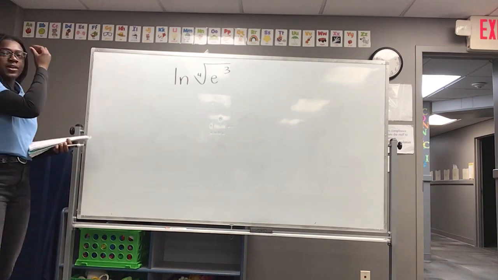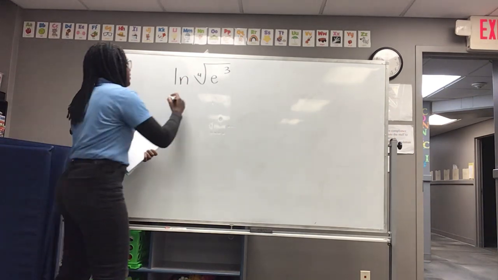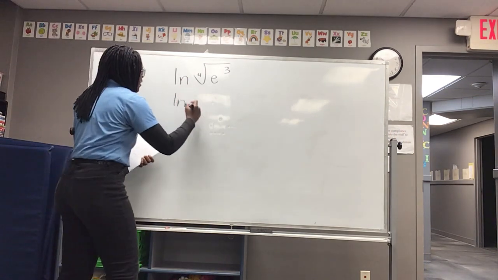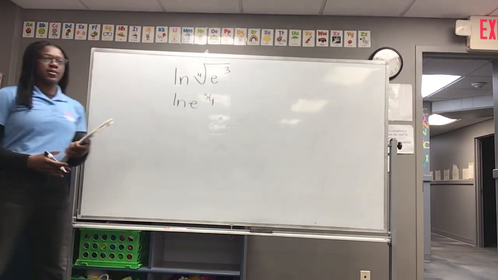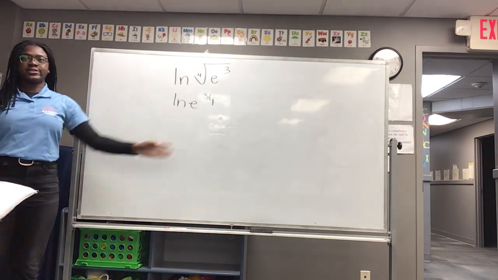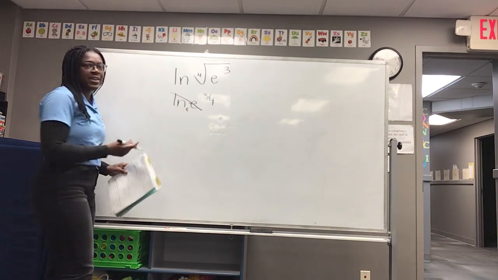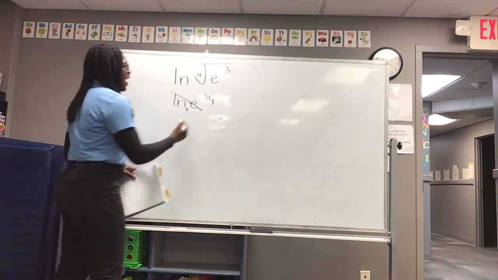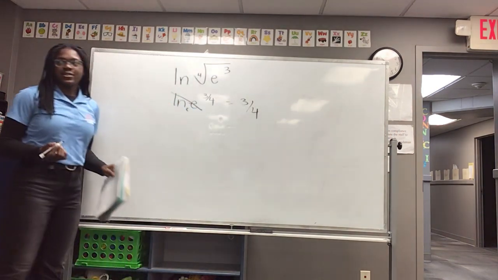So to solve this one, I'm actually going to change my root into an exponent. So I'll change it to natural log e to the power of 3 over 4. And now whenever you see this L and E, just automatically know that they cancel out, because this technically has a base of e, so that's gone. And then what's left is 3 over 4. So that would be your answer to this one.